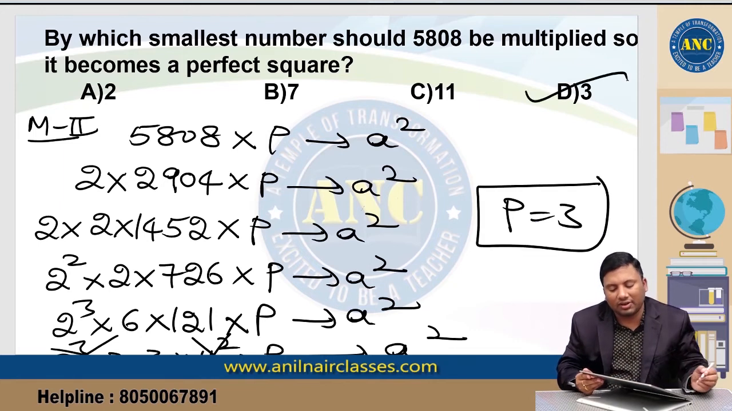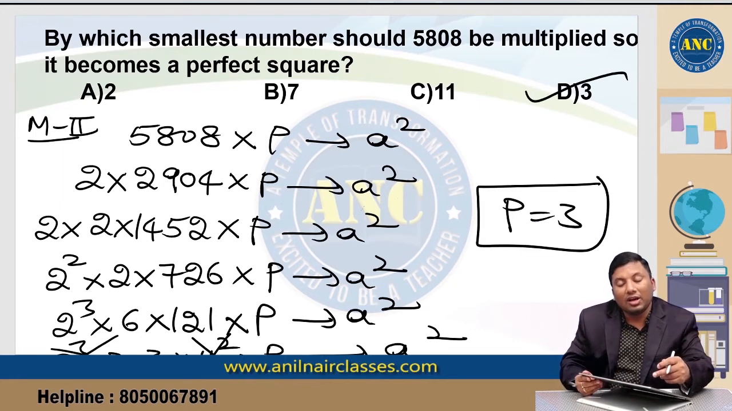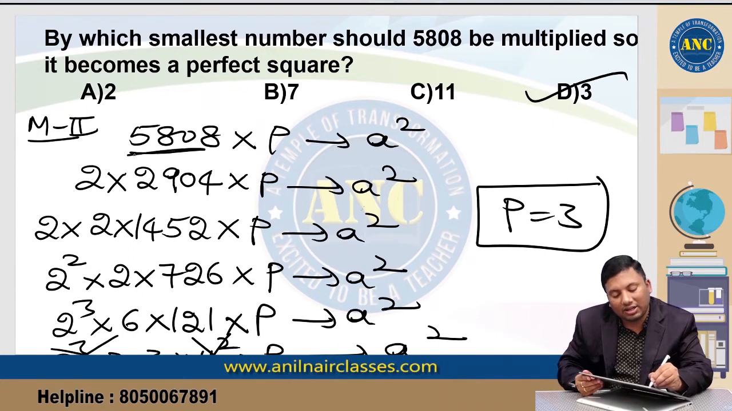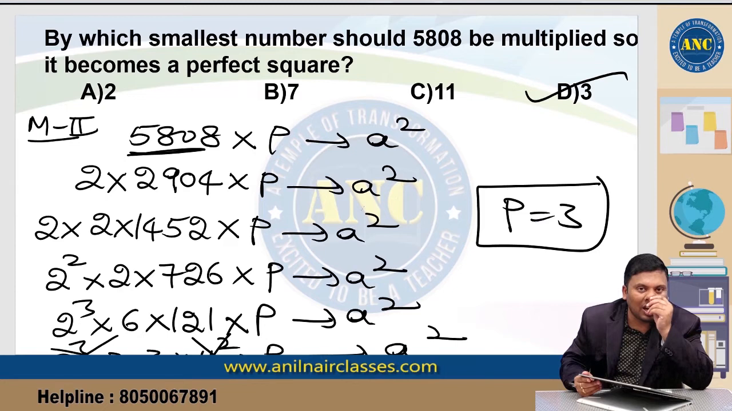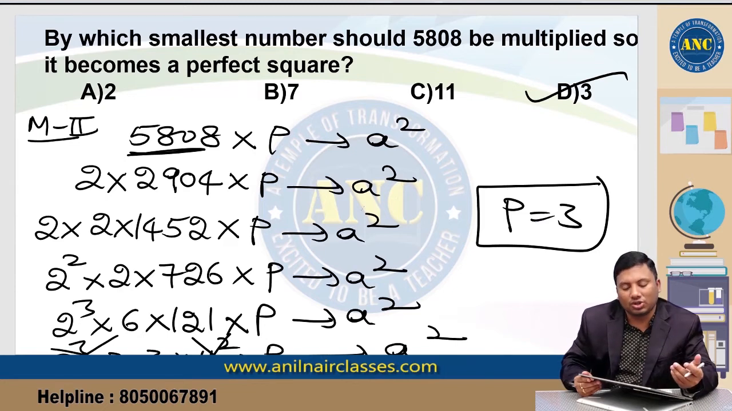So what is the answer for this question? 3. Check it out. You have to find the factors of 5808 and check which factor does not have an even power, then you have to solve it. This is the traditional method where most of the students will solve it, but if you know the logic that a perfect square always has a digital sum 1, 4, 7 or 9, you can save your time and the number of steps.